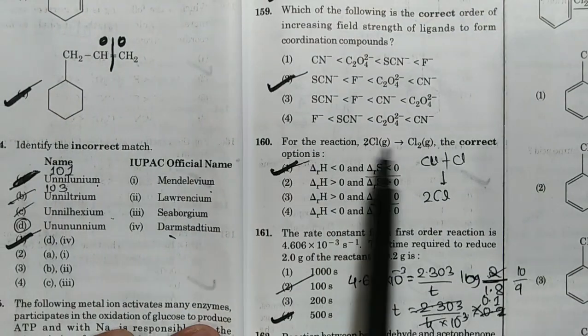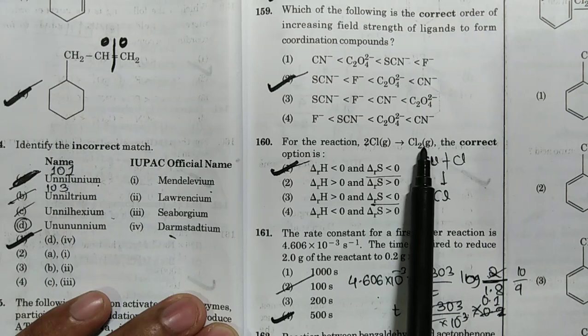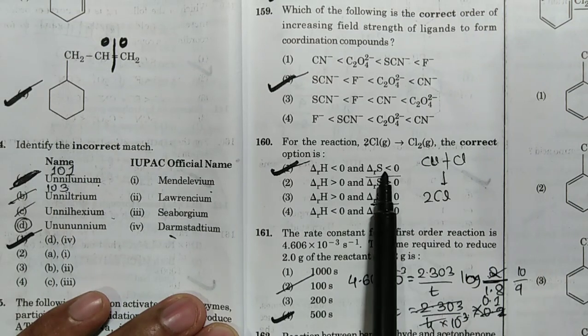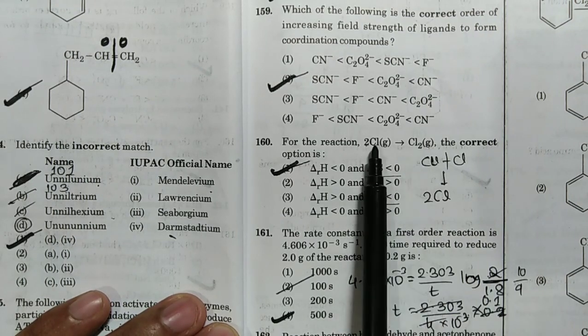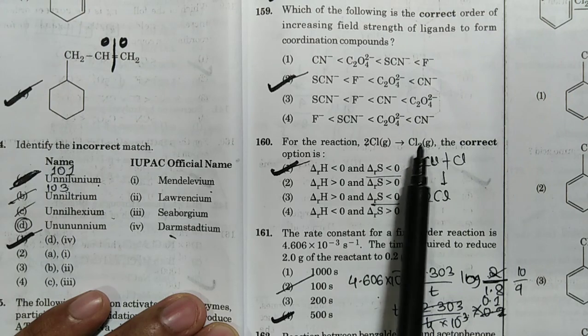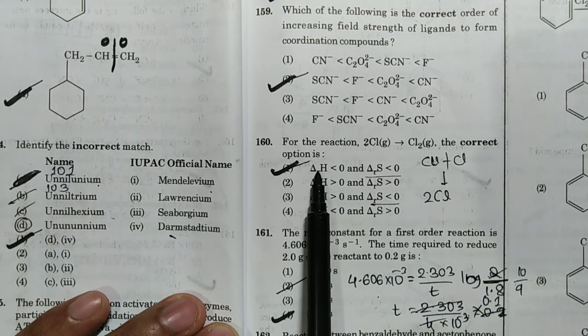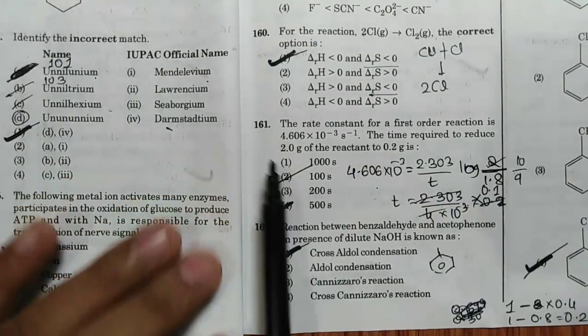And for the reaction 2Cl, here you can see 2 moles become 1 mole. Hence delta S decreases, less than 0. And delta H: bond is formed, and bond formation is an exothermic reaction, hence it is negative. Delta S less than 0. Answer is 1.